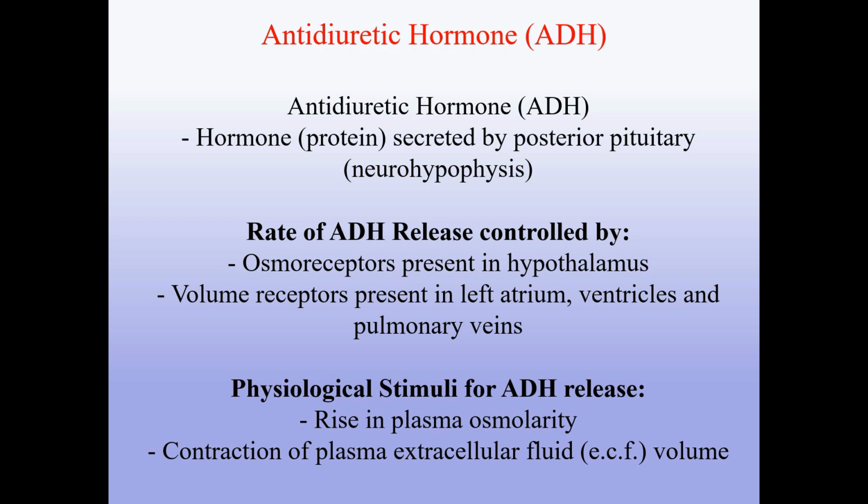Antidiuretic hormone is a hormone secreted by the posterior pituitary, or neurohypophysis. The rate of antidiuretic hormone release is controlled by osmoreceptors present in hypothalamus, and volume receptors present in left atrium, ventricles, and pulmonary veins. Physiological stimuli for antidiuretic hormone release: rise in plasma osmolarity, contraction of plasma extracellular fluid volume.